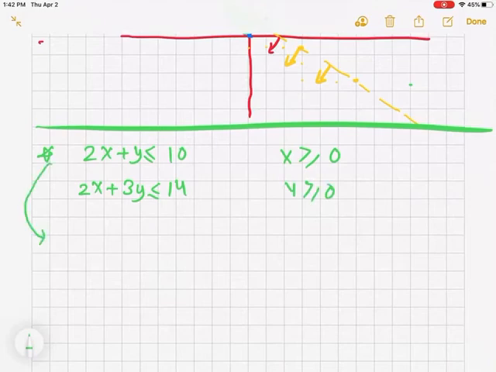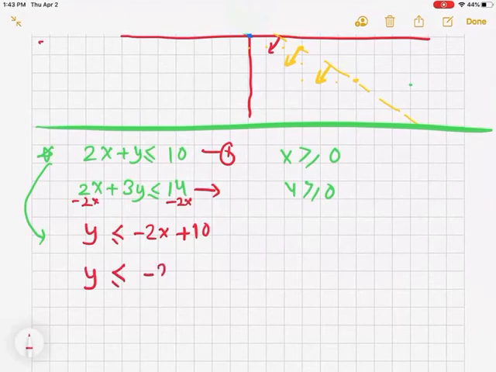First one, I'll simplify. Let's pick a different color. If I simplify, I would take away 2x. This would look something like this. Second one, if I simplify, I would take away 2x from both sides and then divide by 3. So my equation would be negative 2x divided by 3 plus 14 divided by 3. Here you go. 14 divided by 3, I'm just going to make it into a decimal because it's easier to plot. So I would just say it's 4.6. Here you go. Now time to graph.